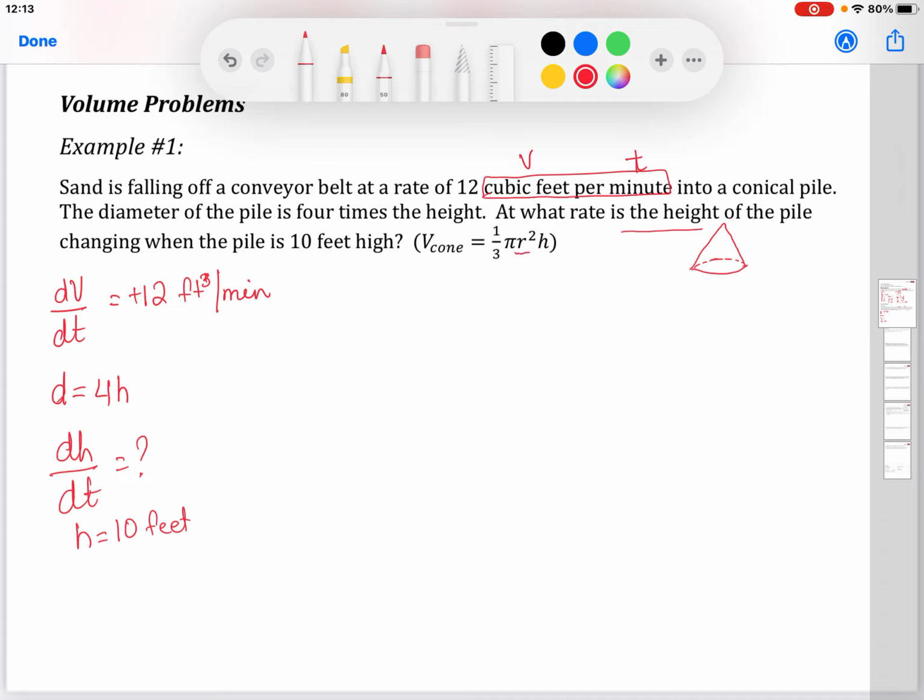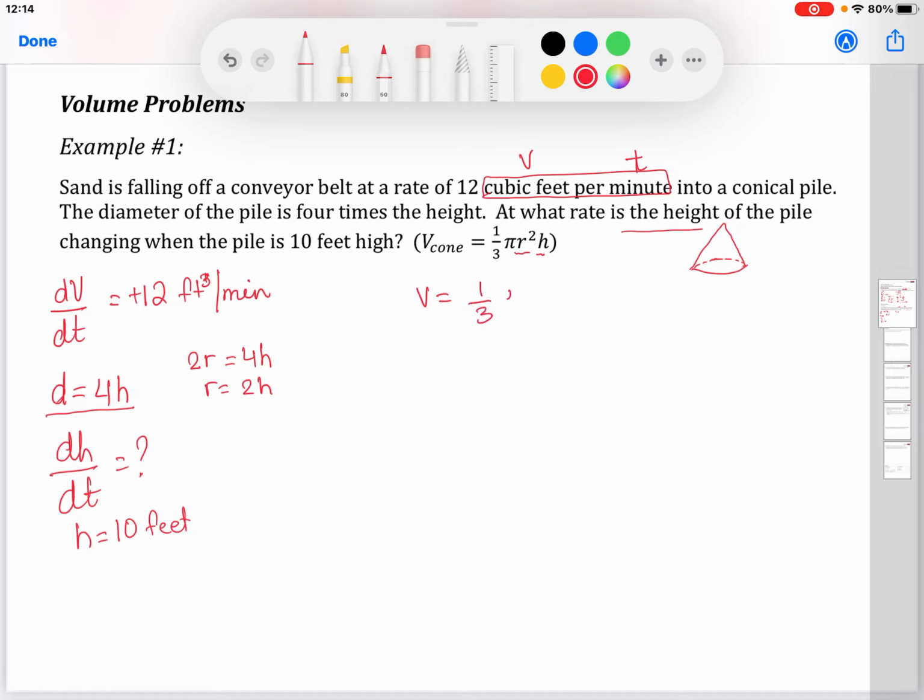So the volume of the cone is given to you, but here you see two variables. Whenever you have two variables, you want to find dh/dt, right? So can I write my r in terms of h? That will help me out. So I already know d is equal to 4h. D is diameter, so can I not say 2r equals 4h? So what would r be? r is equal to 2h. So I'm going to take that and substitute that in.